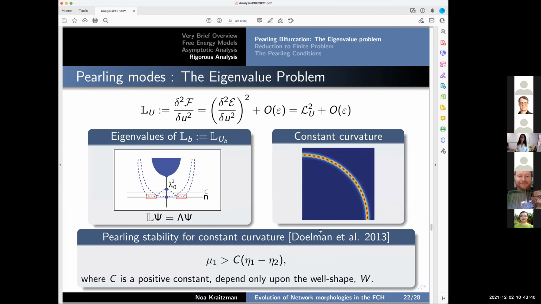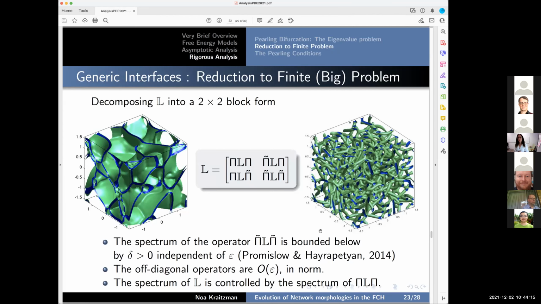Okay, so now we need to investigate the Pearling modes. We look at the second variation of the functionalized Cahn-Hilliard and consider the eigenvalue problem. We know that for constant curvature codimension 1 structures, everything will be Pearling stable as long as the charge level is lower than the lipid level. That was shown by Arjen. We want to use that, but I'm not looking at constant curvature. I'm looking at generic interfaces.